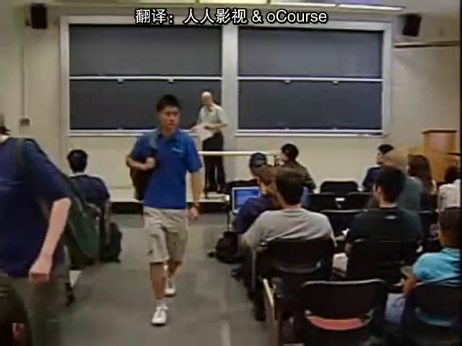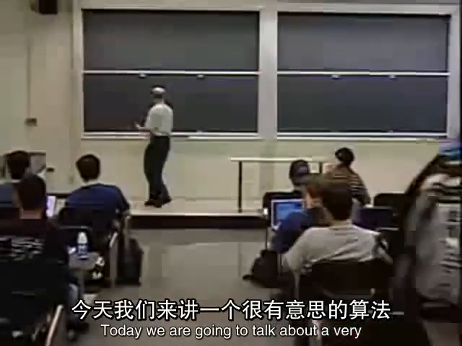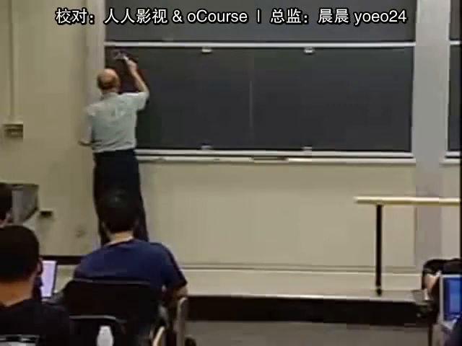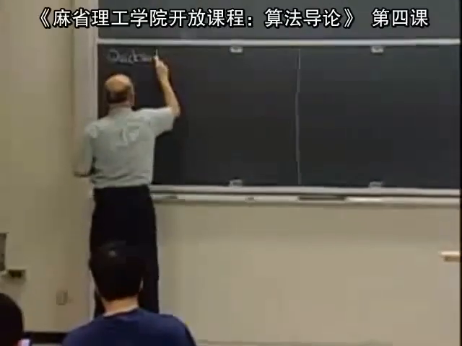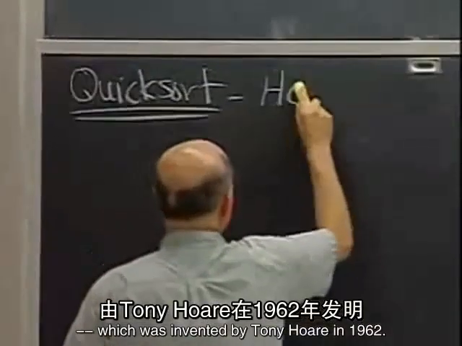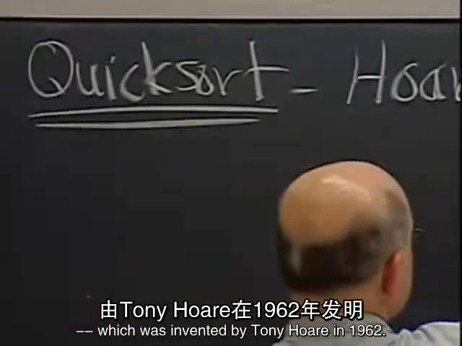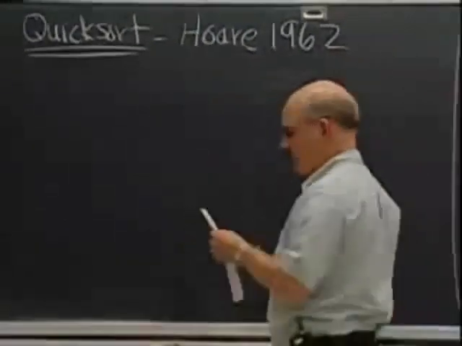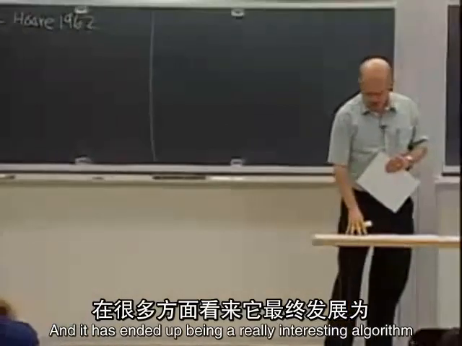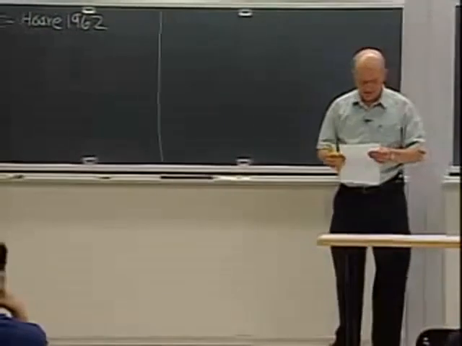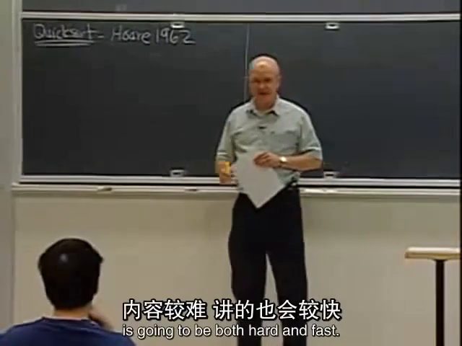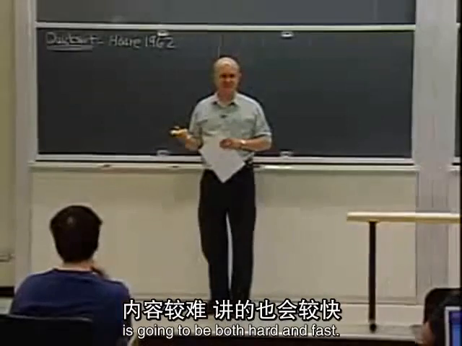Okay, today we're going to talk about a very interesting algorithm called quicksort, which was invented by Tony Hoare in 1962. Okay? And it has ended up being a really interesting algorithm from many points of view. And because of that, it turns out today's lecture is going to be both hard and fast.